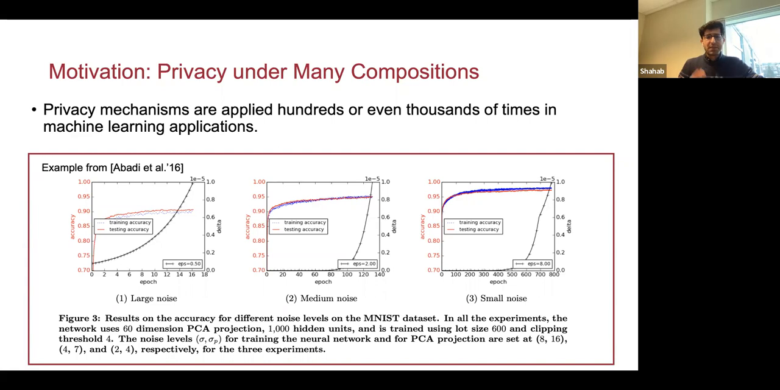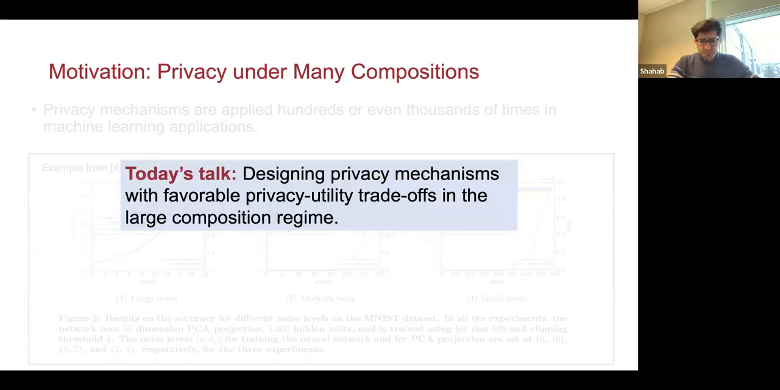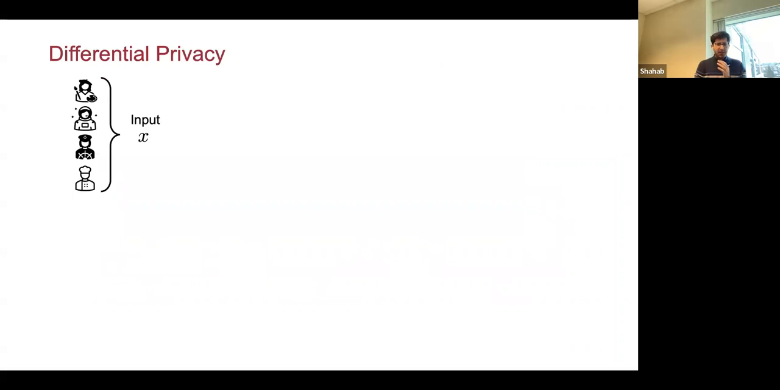So this regime is actually very valid for almost any private machine learning algorithm. So the goal of this talk is we want to design some privacy mechanism with a favorable privacy-utility trade-off in this particular regime, in the large composition regime. Okay, so now let me just define differential privacy.